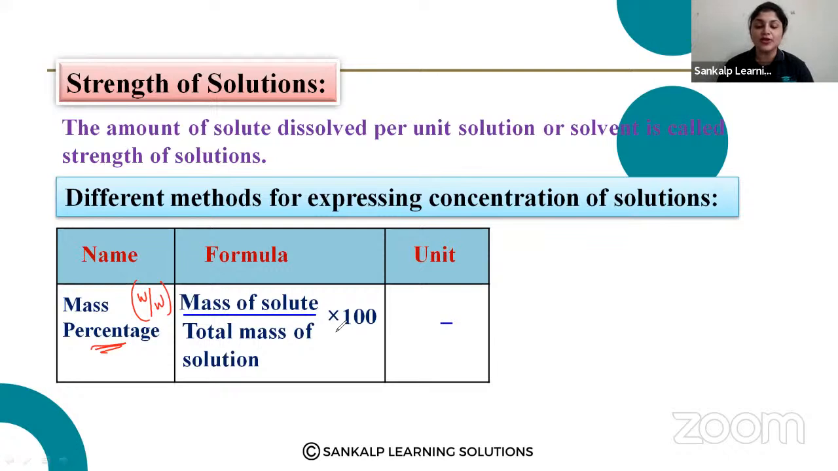So the mass of the component present in per 100 gram of the solution is called mass percentage. So how is it expressed? It is expressed as mass of the solute by total mass of the solution into 100.